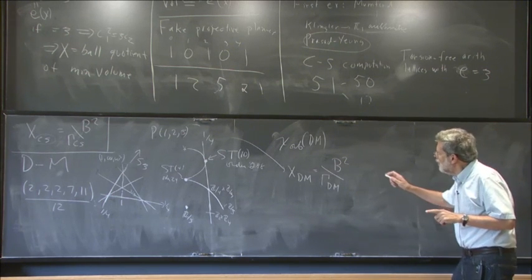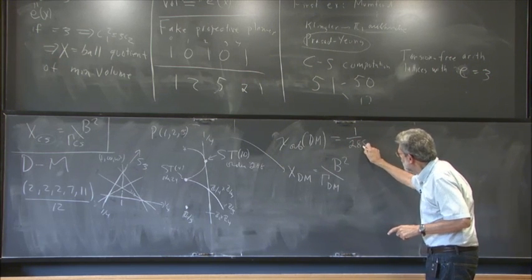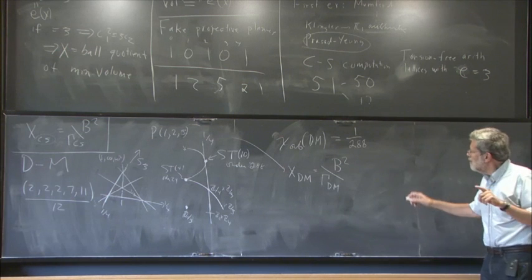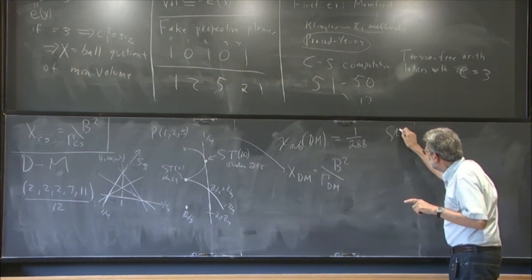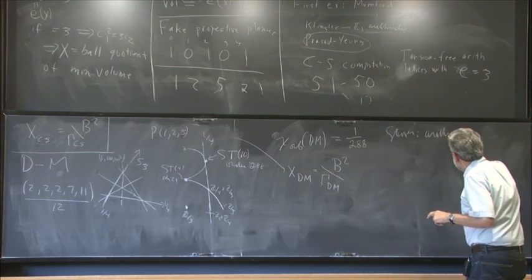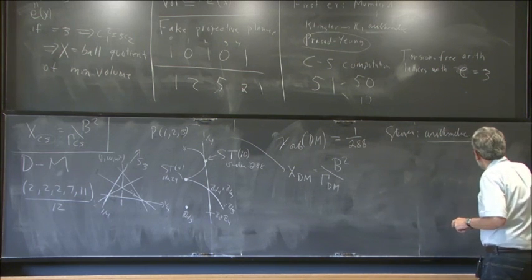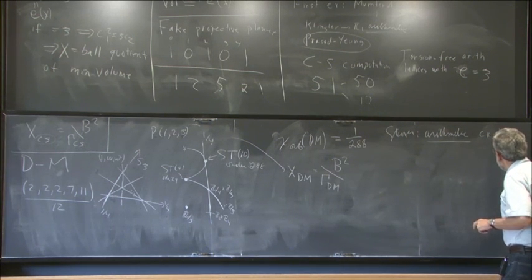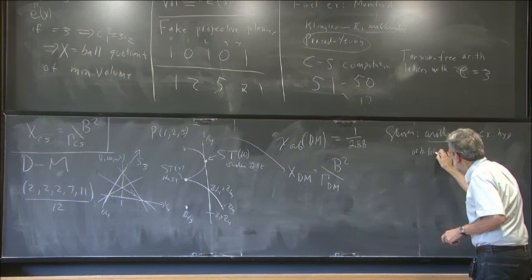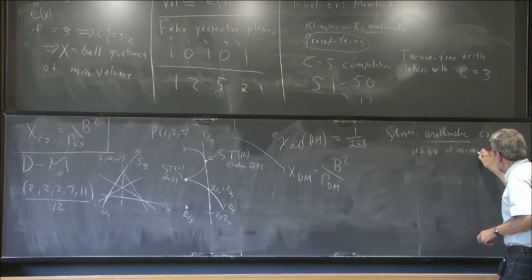Let me tell you, it's 1 over 288. And what is known about this is that Stover has proved that this is the arithmetic complex hyperbolic two-dimensional orbifold of minimal volume. Minimal.